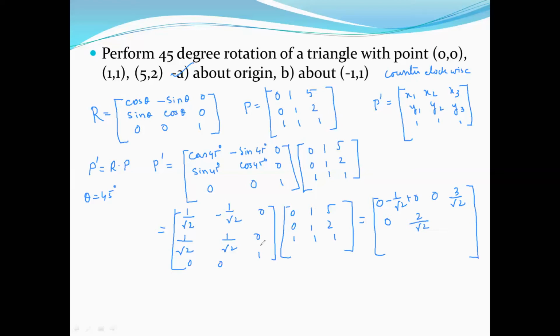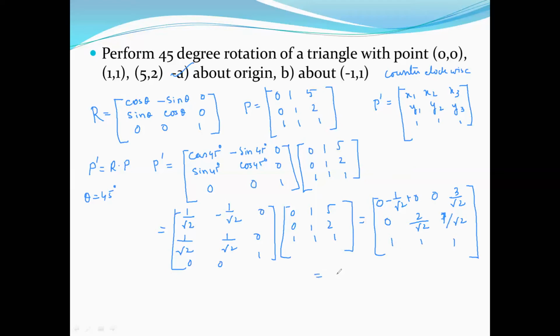And the second one is that this entire thing will be multiplied with this column, 5 by root 2 plus 2 by root 2, so this will be 7 by root 2, right? 7 by root 2. Now, the last one, you will get 1. So finally, the answer will be like this.